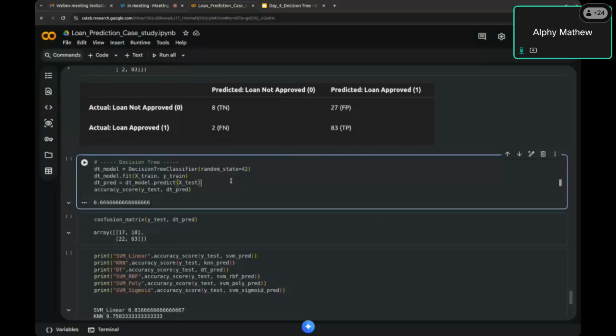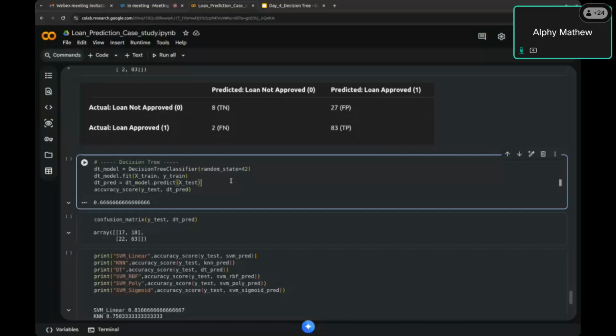So random state is just a number to make sure we get the same result every time, exactly what we did in the split also. To get the same split every time, we gave the random state. Here also in the decision tree, we are giving random state to get the same result every time. If we don't fix this number, the tree may build slightly differently each time. So the random state is used in decision trees to make sure the result stays the same every time we run the code.